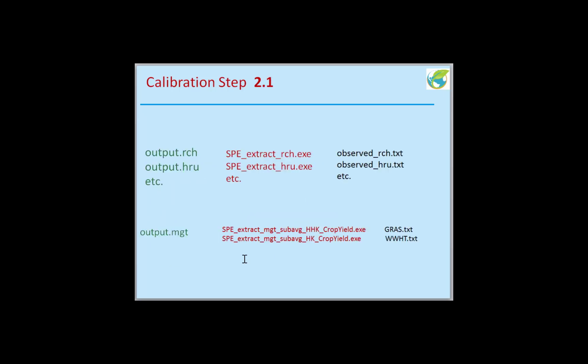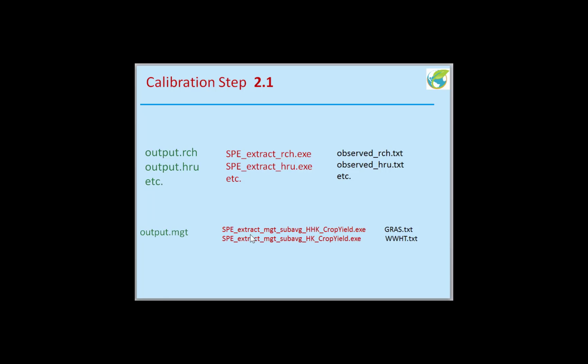For each of the output files, say output.reach, we have a program that extracts data from that file, and you need to create an observation file for that. For crop yield, you should always use the output from the management file.